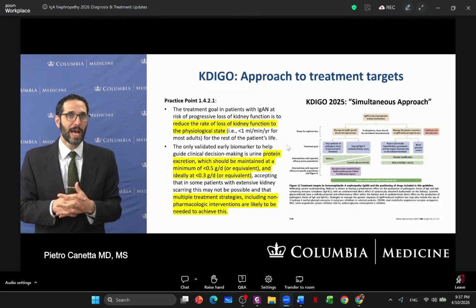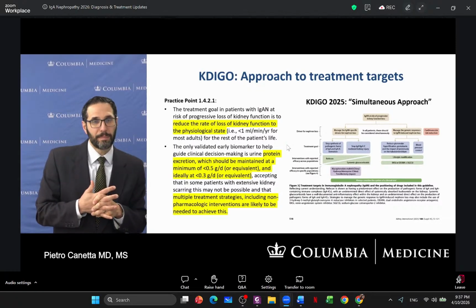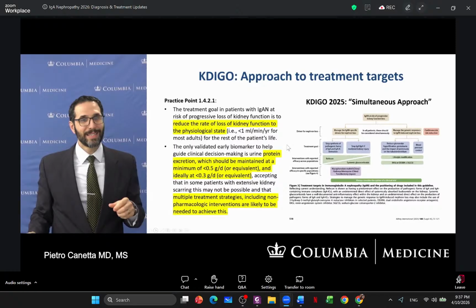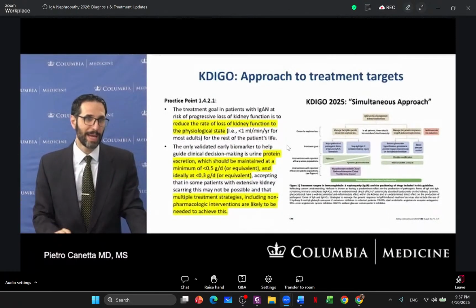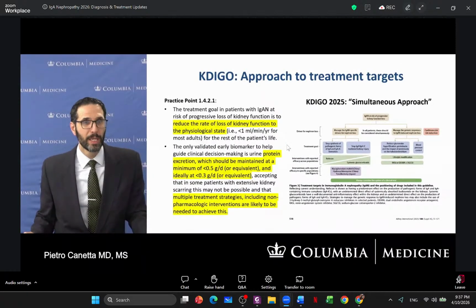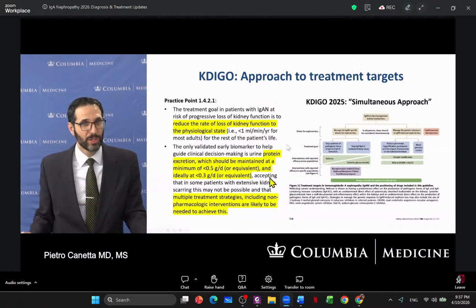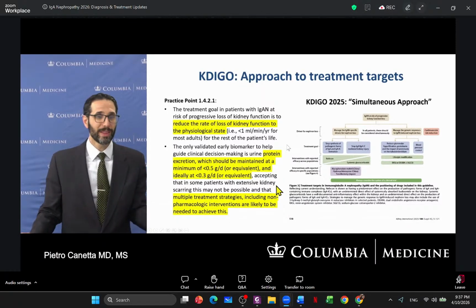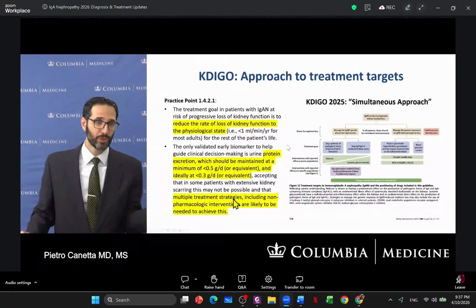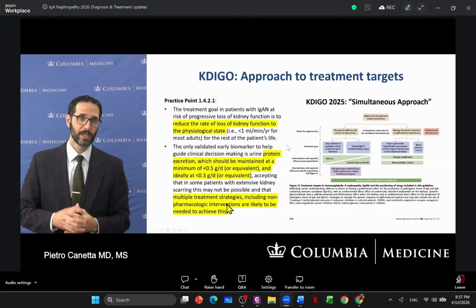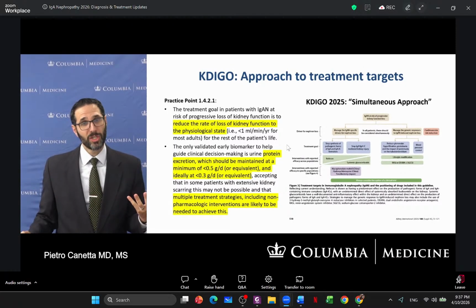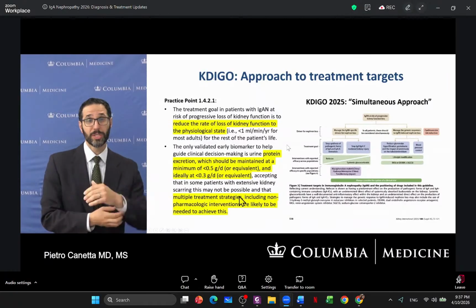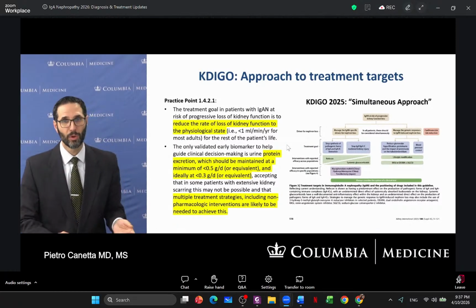And what is that based on? That's not necessarily based on clinical trial results that target these outcomes. It's based on the recognition that patients who achieve these outcomes have the best long-term kidney preservation. And they make the point that this might take multiple treatment strategies, including non-pharmacologic interventions. We should never forget those. Basic good doctoring, basic good care of the patient. And that in some patients, particularly with extensive scarring, as Dr. Stokes showed us, we may not be able to get the proteinuria completely to normal.